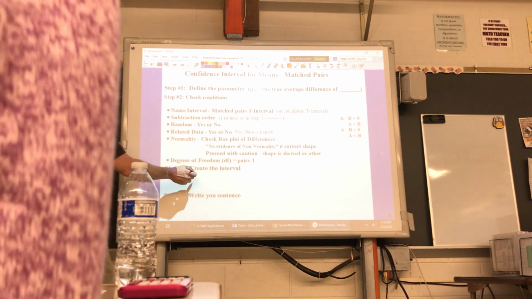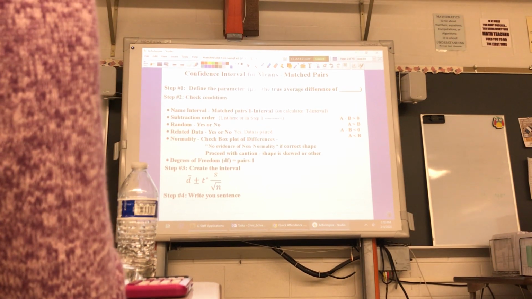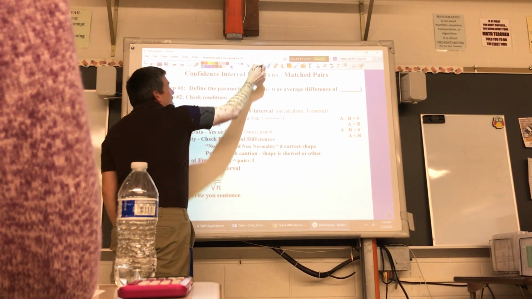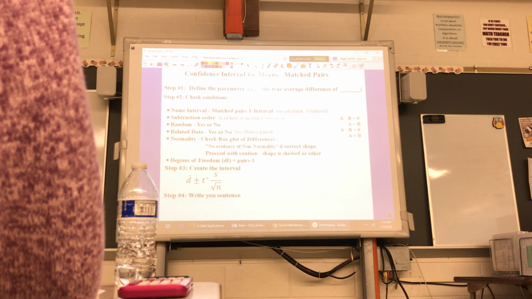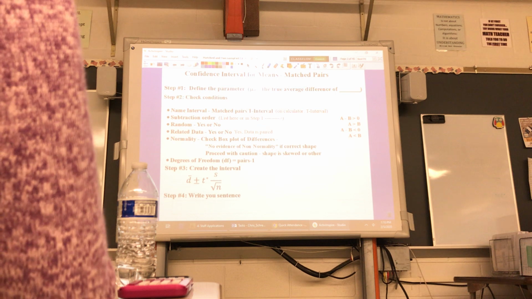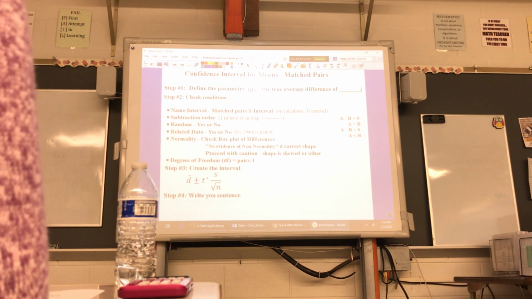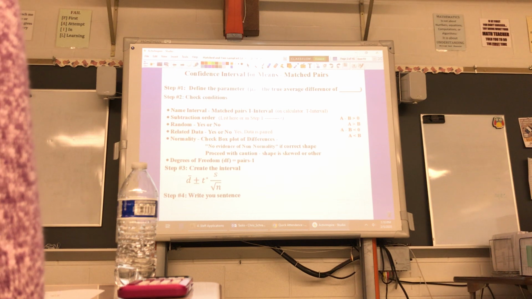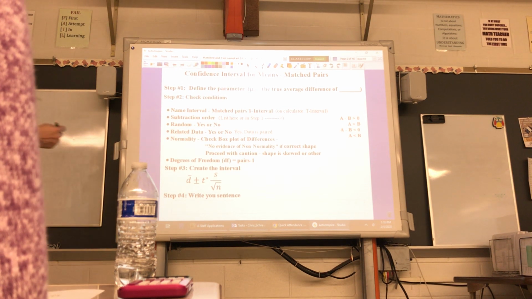Now, the interval itself will look slightly different just because it's common notation to use D bar instead of X bar. Okay, so it's the same formula, it's the same concept, it's the same purpose. We just use a different letter as a reminder that we're doing the difference. So it's just D bar, meaning average difference.